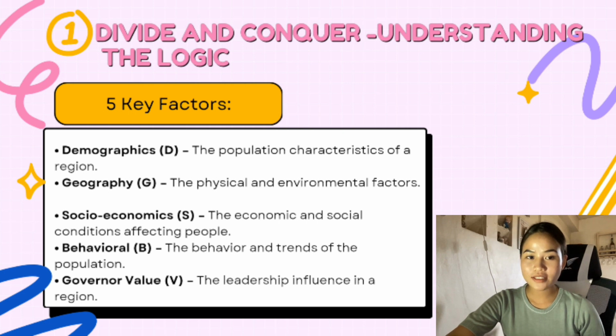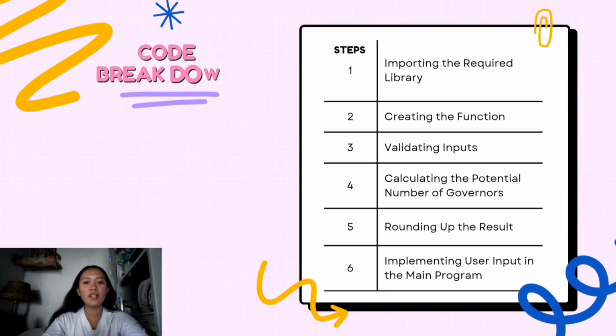By combining these factors, our program determines the potential number of governors needed for a given area. Instead of making random guesses, we use a mathematical formula to analyze these values and compute a meaningful result. Now let's break down the code step by step.